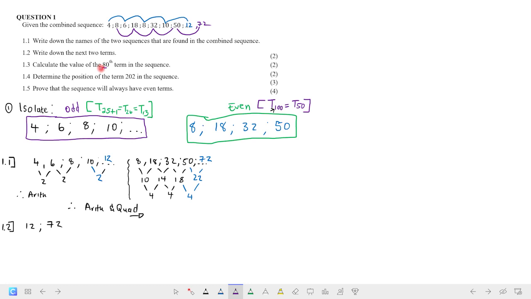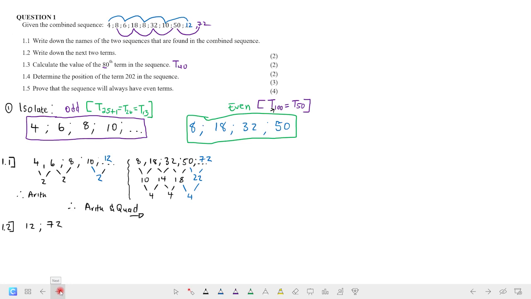So if I want to calculate term 80 and I've isolated, this 80, when I divide it by 2, I get 40. So it means in the isolation, what I'm trying to calculate is term 40. So I will take the equation in the isolation and then calculate T40 from it, right?